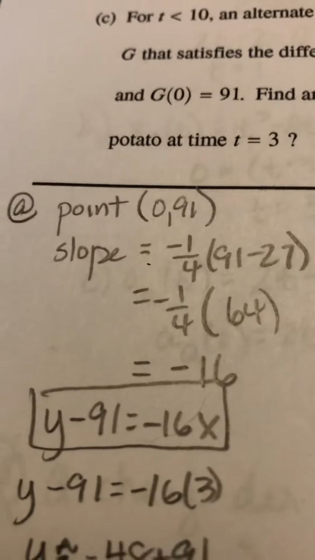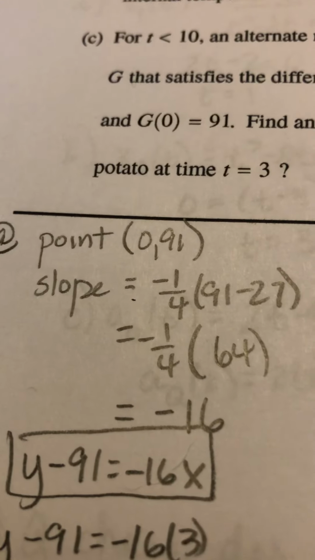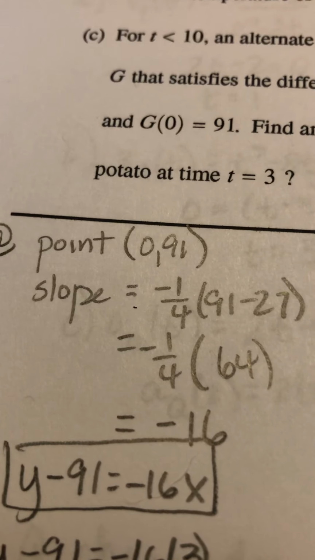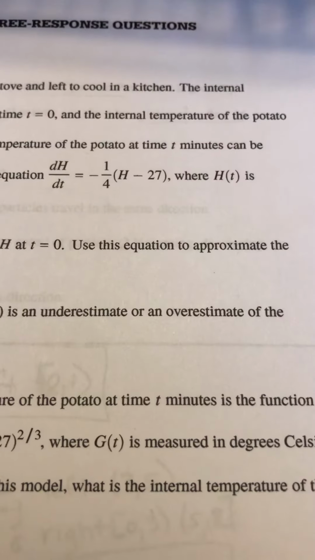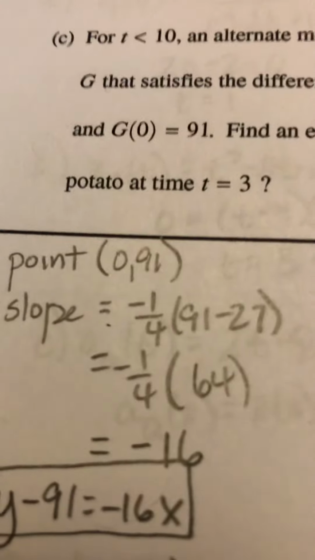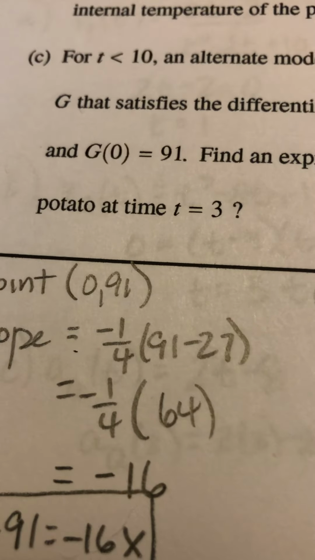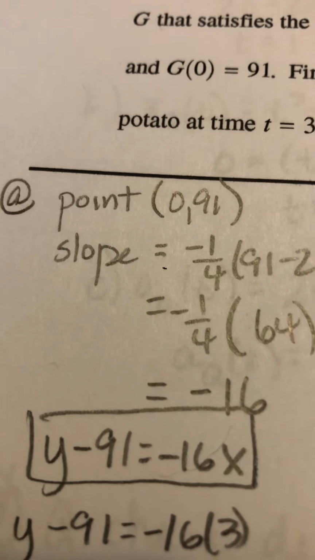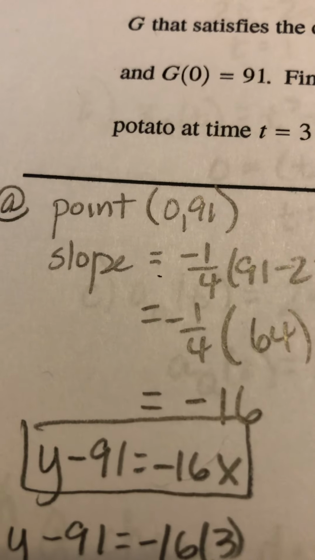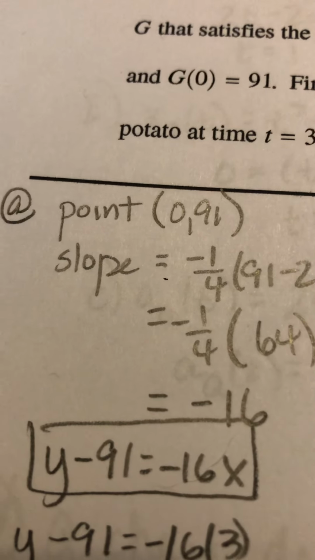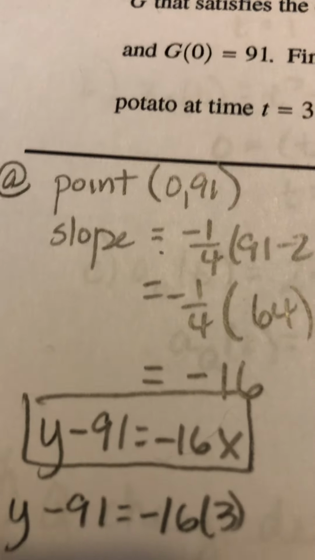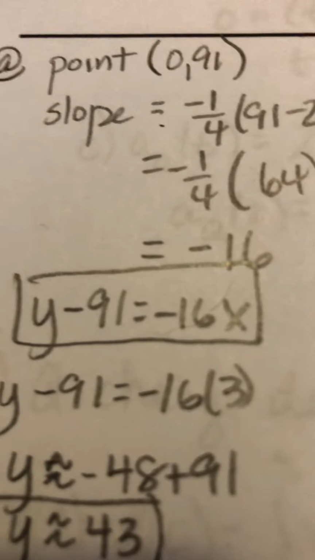Okay, for an equation of a tangent line, we need a point, which they gave us. At time 0, the temperature is 91, and the slope we just sub into our dh dt equation. So negative 1/4 times 91 minus 27 gives us negative 16. So our tangent line at the point 0, 91 is y minus 91 equals negative 16 times x minus 0, or just negative 16x.